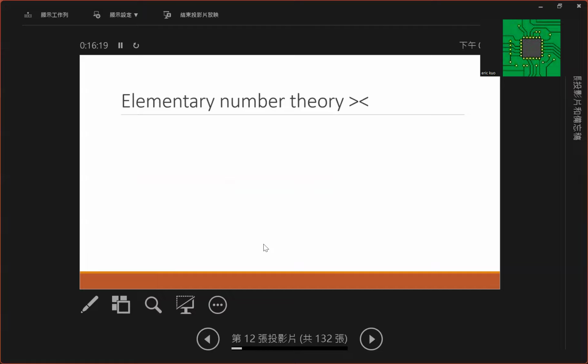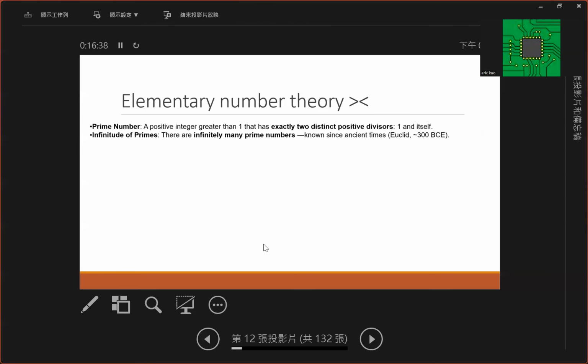All right, before we talk about RSA, I need to do some elementary number theory. Very simple, I will go one by one. The first one is the prime number. Everyone knows about it: a positive integer greater than 1 that has exactly two divisors, 1 and itself. Examples are 2, 3, 5, 7, 11. And we all know that there are infinitely many primes. This was proved by Euclid in 300 BCE.